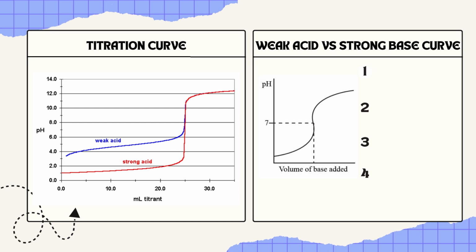This titration curve compares strong acid and weak acid reactions with a strong base. A strong acid starts with a lower pH and shows a sharp change near the equivalence point. A weak acid starts at a higher pH and has a more gradual slope.